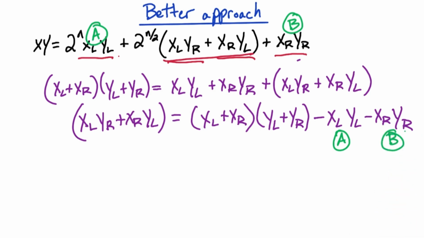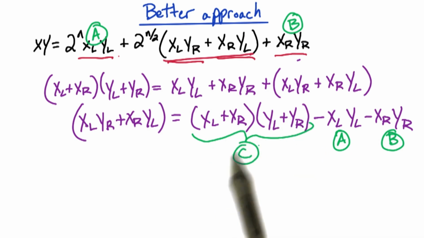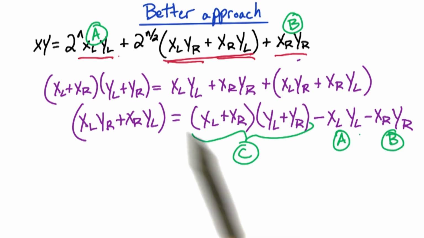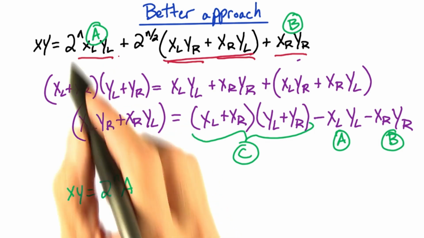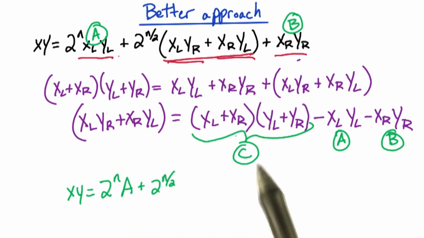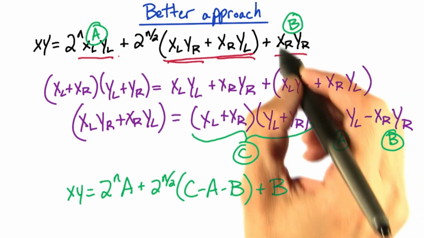What's the final term that we want to compute? It's this quantity. We're going to take xl plus xr and multiply that by yl plus yr, and we're going to store that answer in c. We're going to recursively compute a, b, and c, and then we can combine them together using this expression to get x times y. In particular, x times y is equal to 2 to the n times a, as before, plus 2 to the n over 2 times this quantity. How do we get this quantity? It's simply c minus a minus b. And then finally we add in b, this last term.